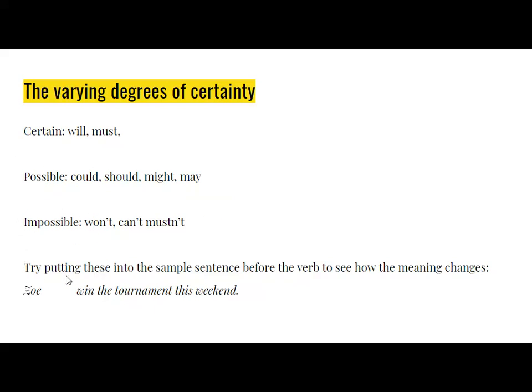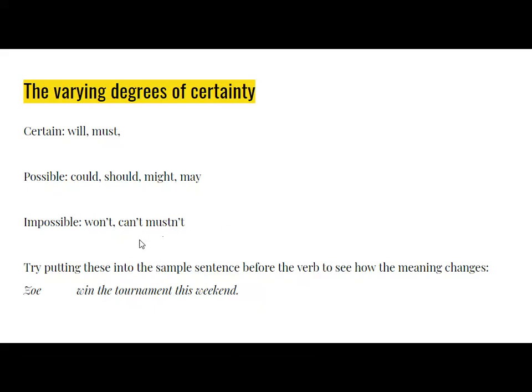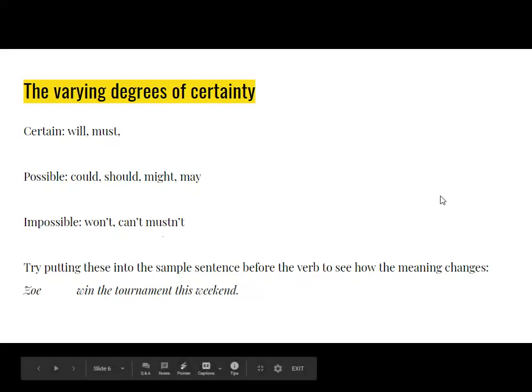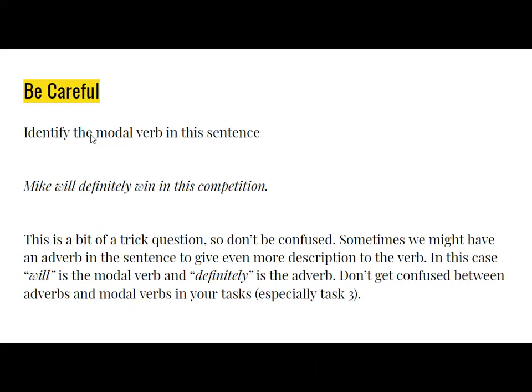Last, we have the impossible modal verbs. Zoe won't win the tournament this weekend. Zoe can't win the tournament this weekend. Or Zoe mustn't win the tournament this weekend. We're saying that they're absolute impossibilities. Something to be careful about.